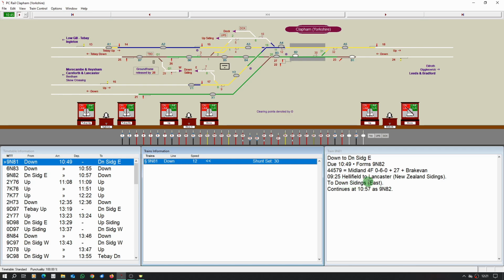Now this one's going in downsidings east. It would have been a lot easier if we went into downsidings west, of course, unless he can't fit in. I'm not sure what the distance is between there. So he's braking. Let's see if he fits in. I don't think he will.